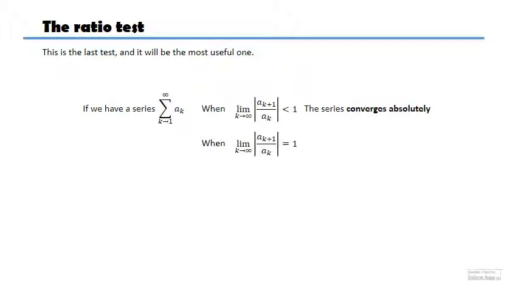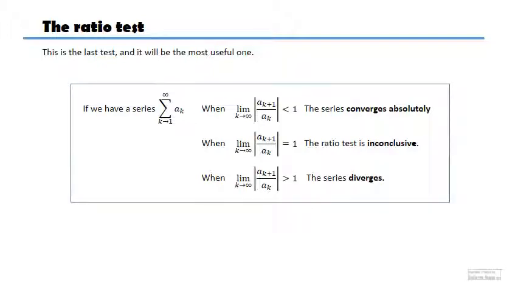When the limit of a_(k+1) divided by a_k, the absolute value of that, gives me 1, we don't know. The ratio test is inconclusive. We'll have to look for different ways to solve it. And when it gives me bigger than 1, the series diverges. It's very powerful. You will be able to use it most of the time. This is the ratio test.